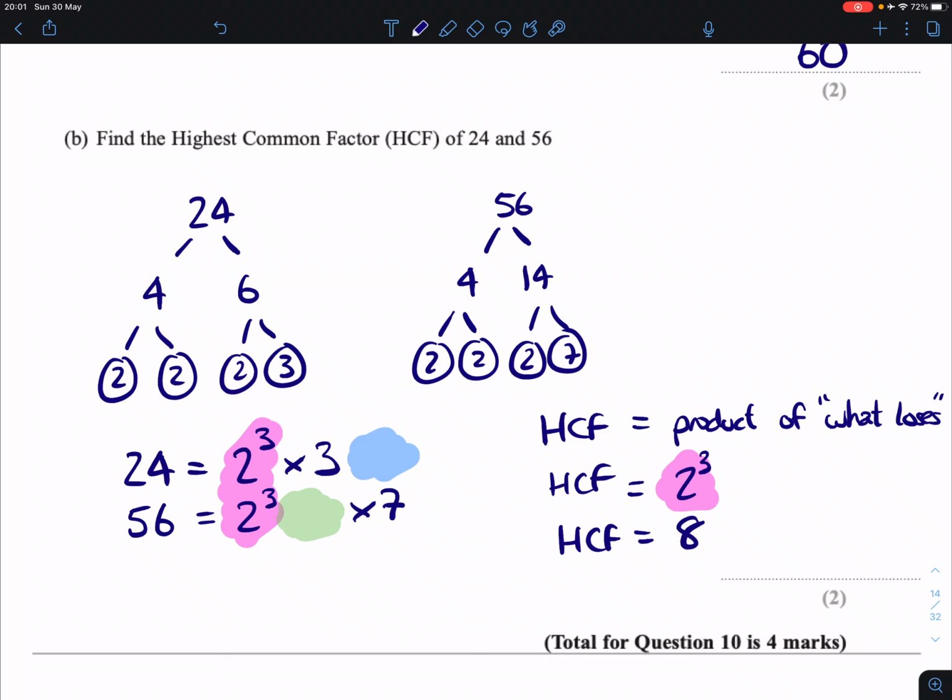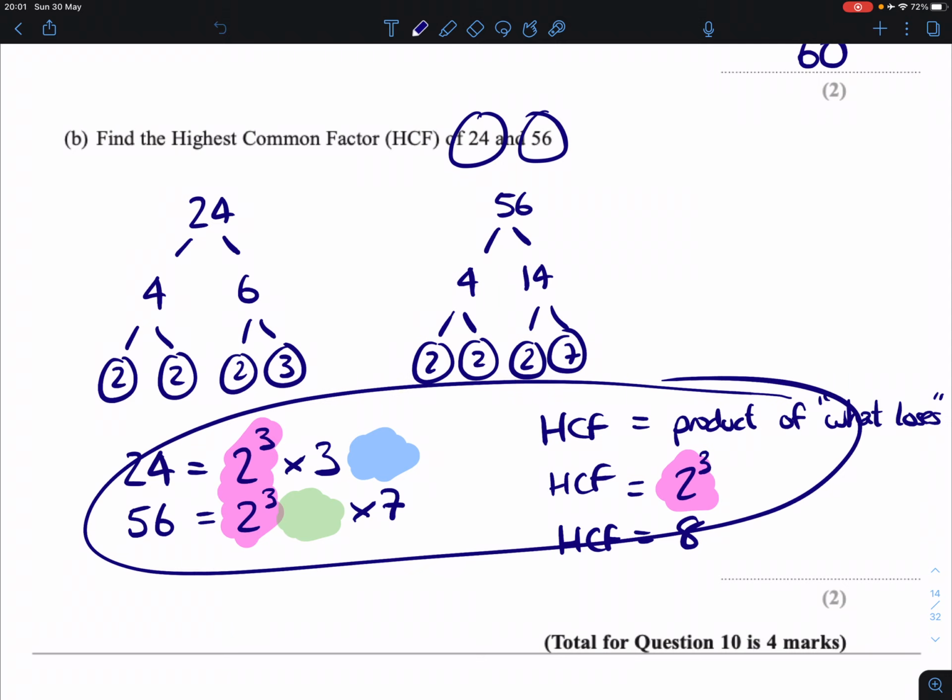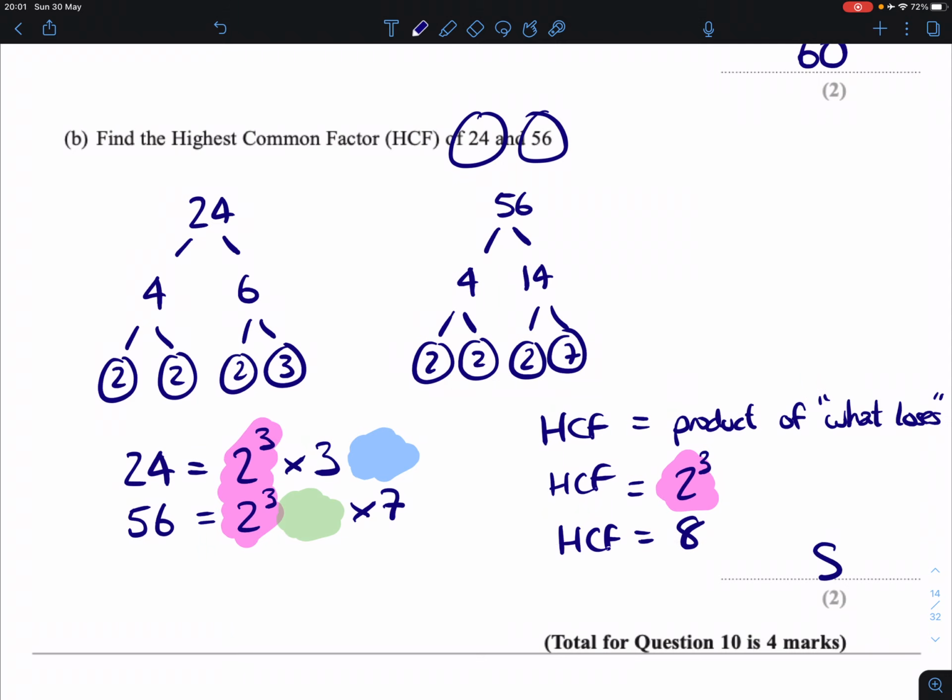It should be noted that you could also just list the factors, everything that 24 can be divided by, everything that 56 can be divided by, and look for the answer that's on both lists and as big as possible. But the larger these numbers get, the more that the likes of this strategy I've shown here will help you. But for that question, highest common factor is 8. Done.